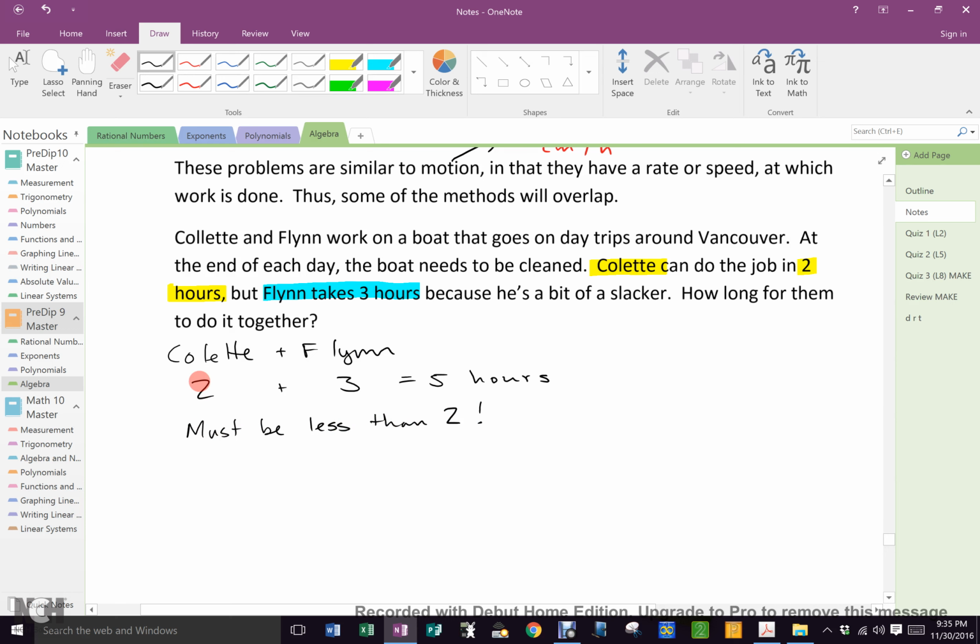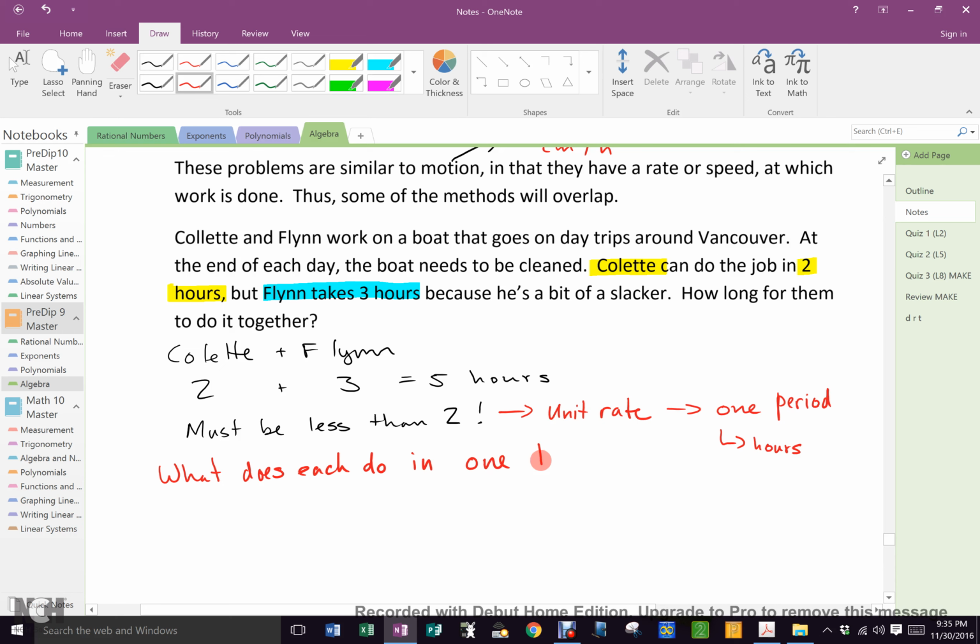some of it. So what we have to do is find ourselves a unit rate. And a unit rate is something that is done in one period. So what is the period that we are measuring here? We're measuring hours. So we have to ask ourselves, what does each do in 1 hour?